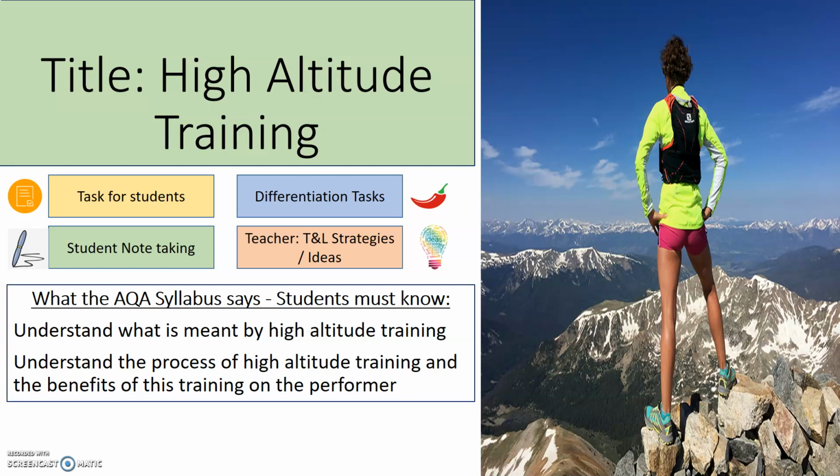So in regards to this topic, the syllabus requires us to know what we mean by high altitude training. So you need to be aware of the concept of high altitude training, and then you've got to understand the process of high altitude training. So how does it exactly work? And then think about both the benefits and also the negatives of this type of training on the performer, and ultimately why is the performer using this type of training to gain an advantage.